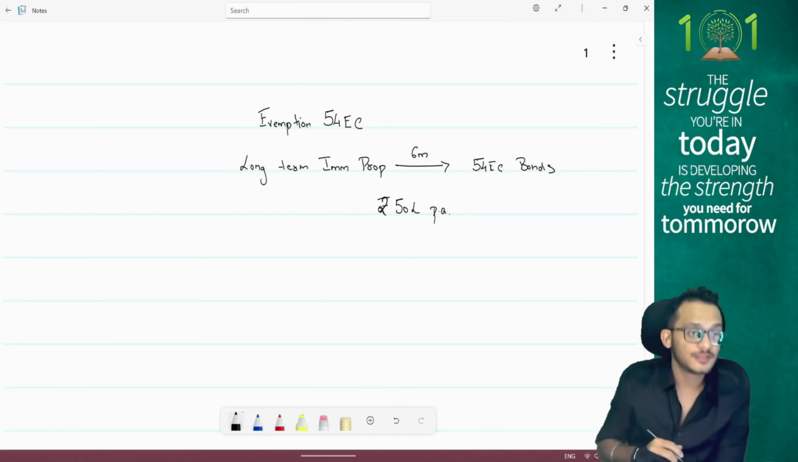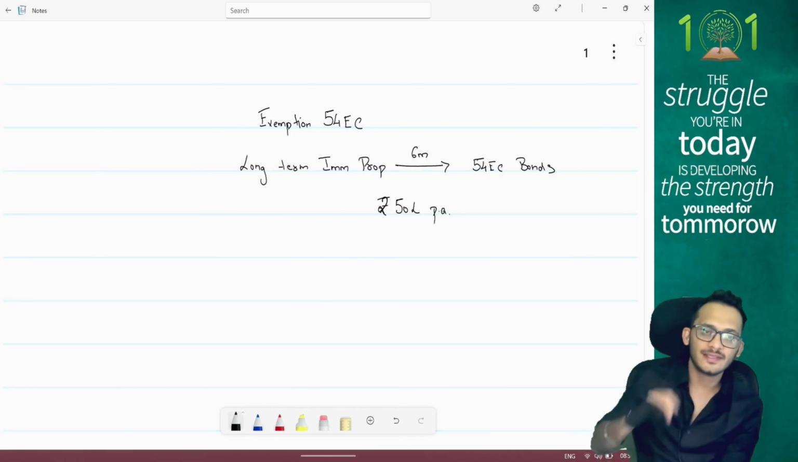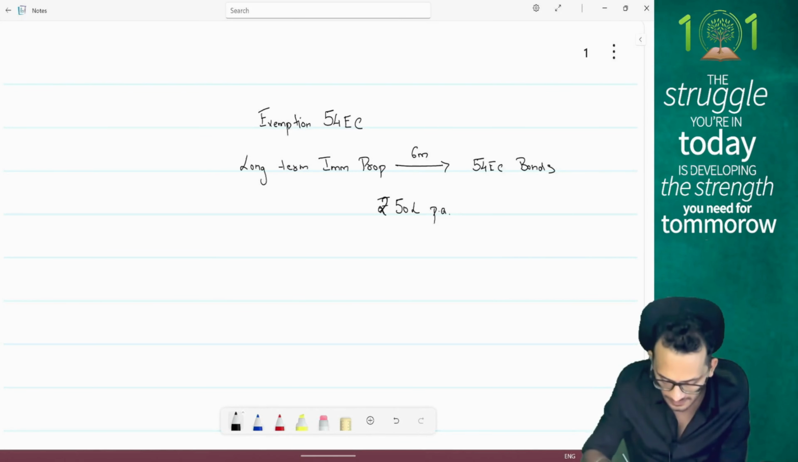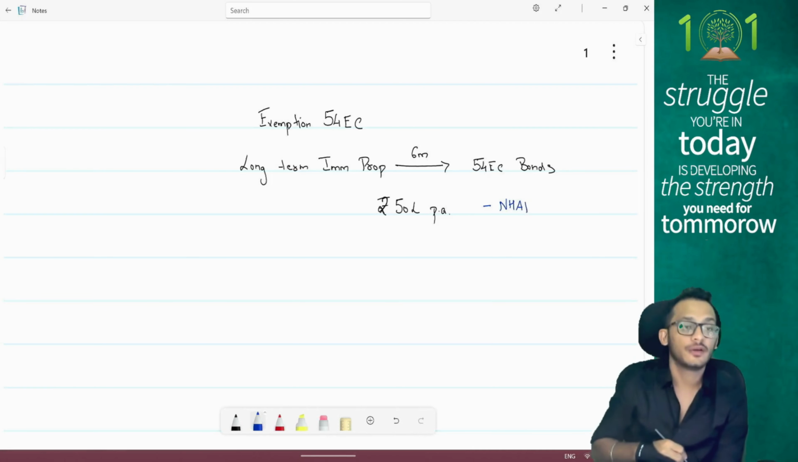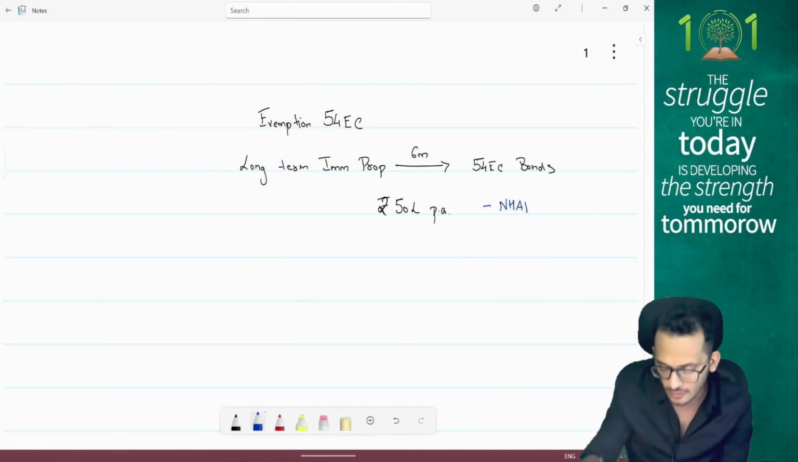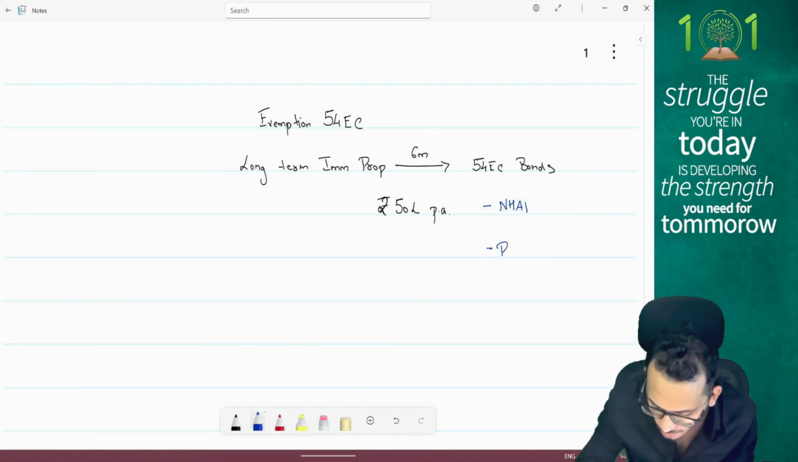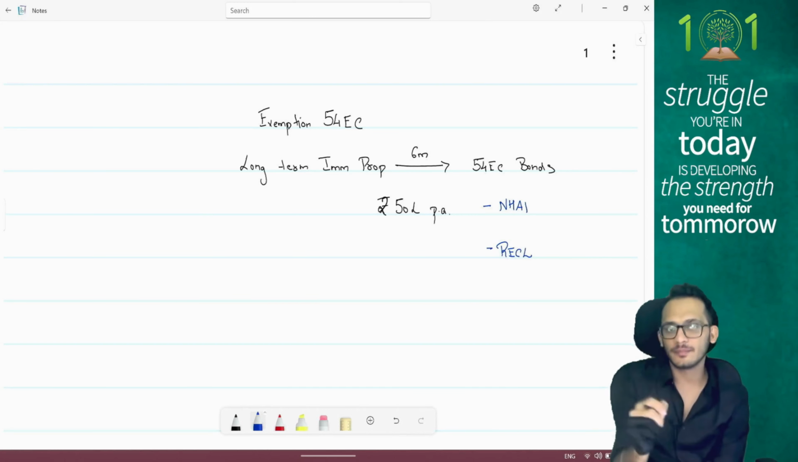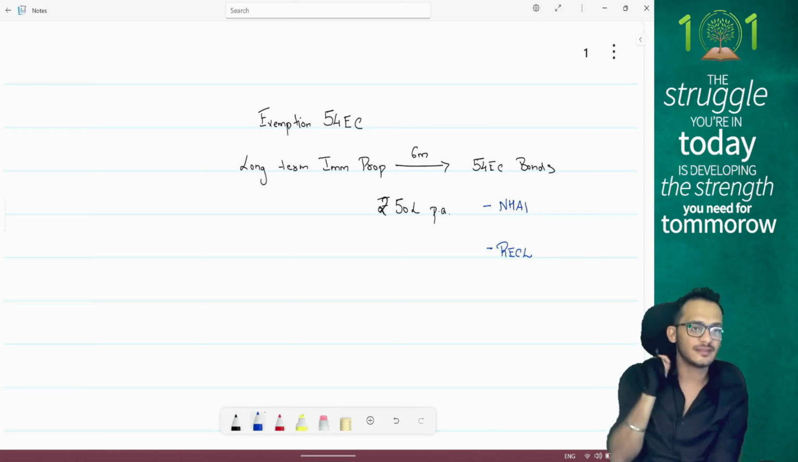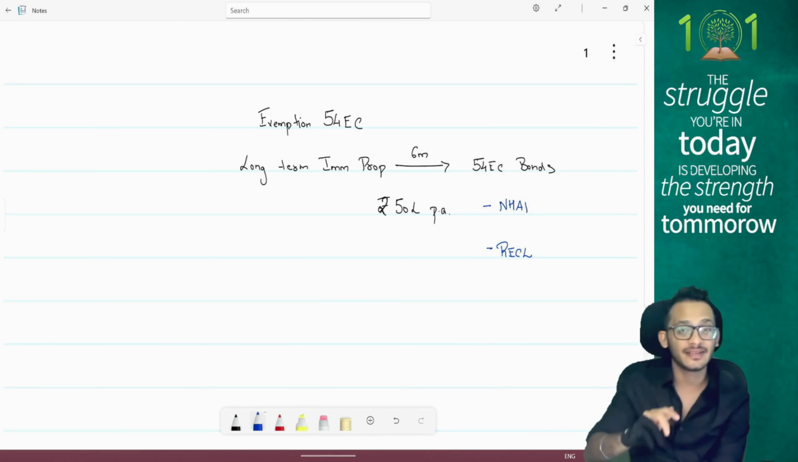Now, in the past, you would have learned that when it comes to 54EC, there are certain bonds which are notified by the Income Tax Department, which is what we normally learn in the classes. First is what we call NHAI, National Highway Authority of India. Second is what you know as RECL, Rural Electrification Corporation Limited. These are the two very common bonds, which are normally tested in examinations. These are the only two which ICAI generally focuses upon.